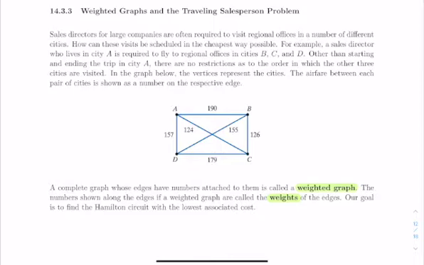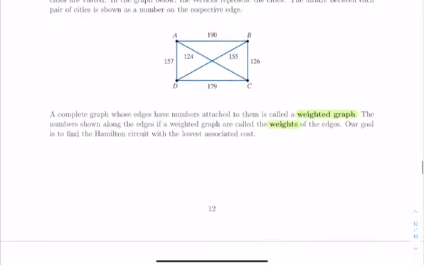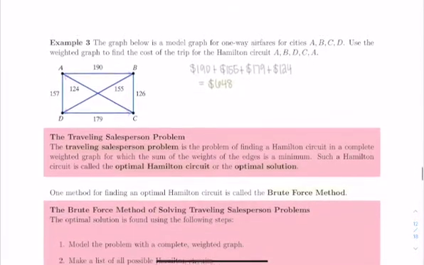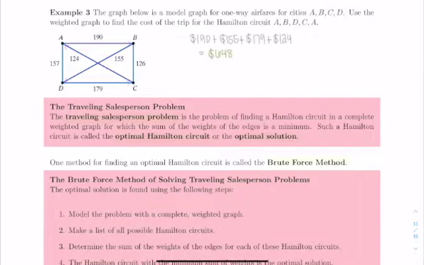The graph below is a model graph for one-way airfares for cities A, B, C, and D. Use the weighted graph to find the cost of the Hamilton circuit ABDCA. So let's go ahead and just draw out the circuit first. We go from A to B, and then we go from B to D. We go from D to C, and then we go C to A.